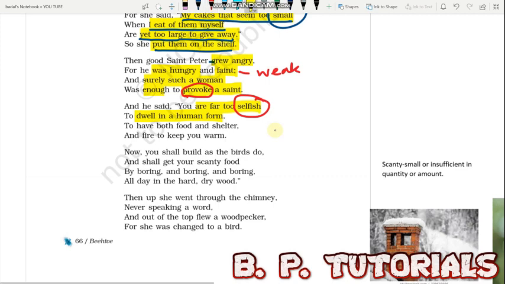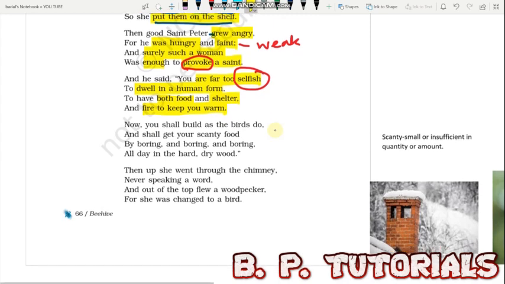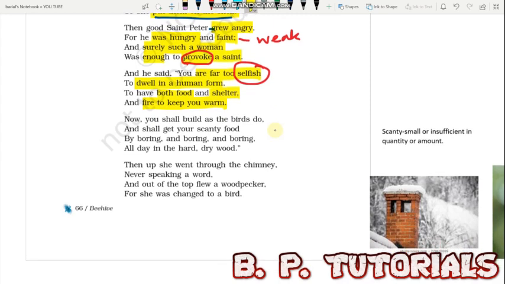To have both food and shelter, she was not fit for a human body. And fire to keep you warm. So according to Saint Peter, she was so selfish that she should not be in a human form for both food and shelter, and even for the fire to warm her body. It was not fit that she should stay there.